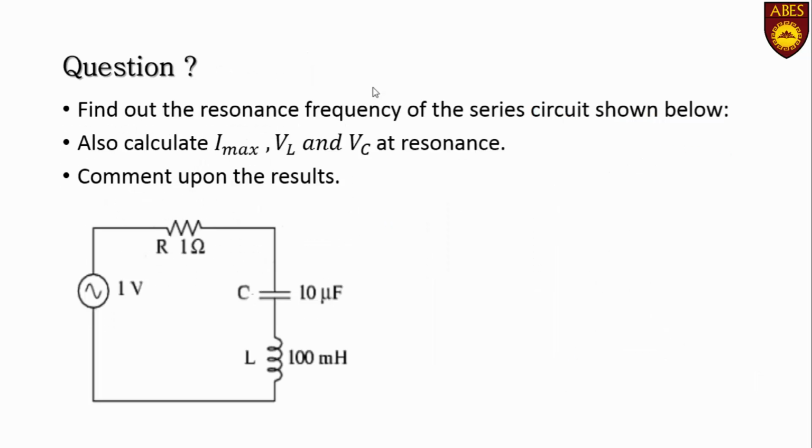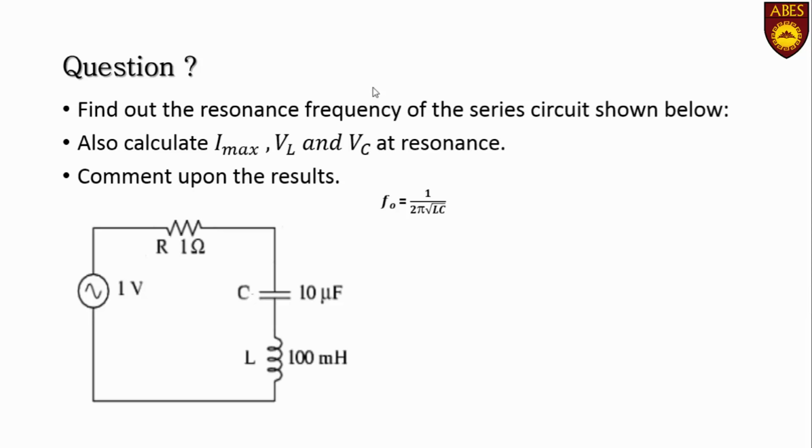Now we'll try to find out various circuit parameters of a practical series resonator. In this question, there is a series resonator. The values mentioned are resistance equal to 1 ohm, capacitance 10 microfarad, and inductance 100 millihenry, and this combination is connected across a 1 volt supply source with variable frequency at the input. We'll have to find, first of all, the resonance frequency. We'll have to calculate the current at resonance and the corresponding voltages across the inductor and capacitor. And finally, we'll comment upon the results.